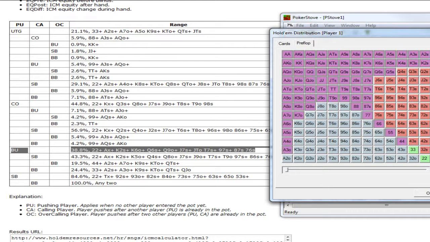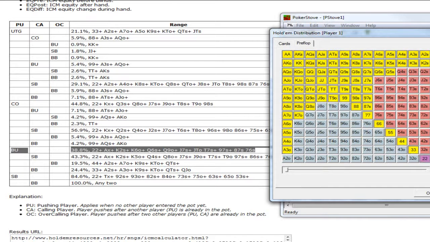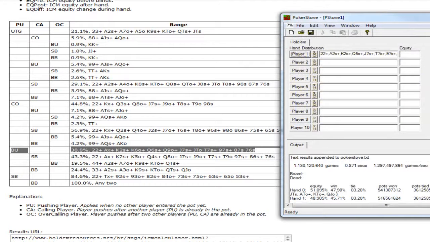There are always some discrepancies between what PokerStove has and what other software have. For example, PokerStove does include pocket deuces and pocket threes here, and it does add some hands that maybe are not in the range. Okay, but we can make those adjustments. And I am supposed to shove with those hands, and let's see what happens.